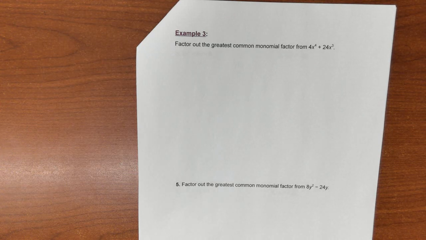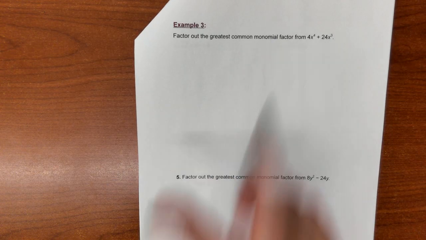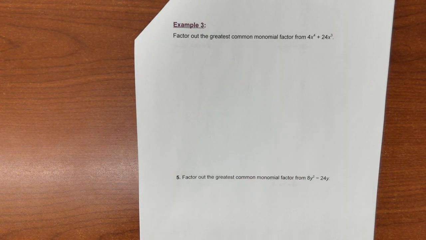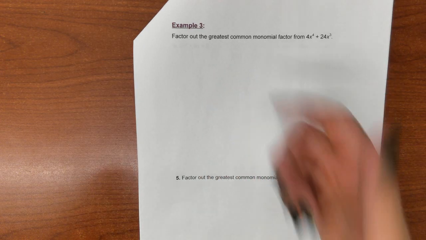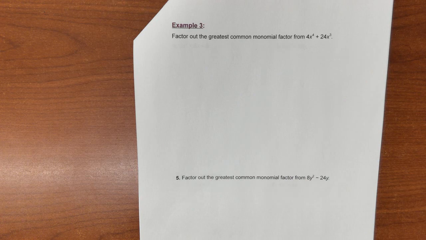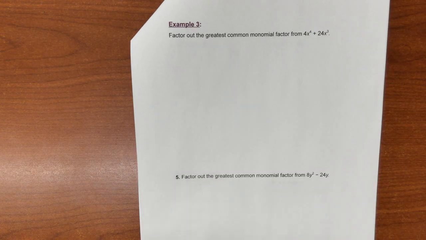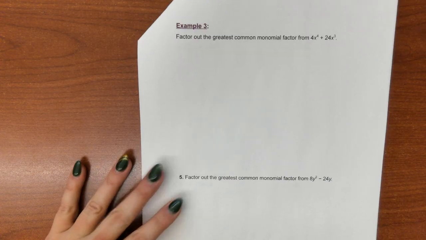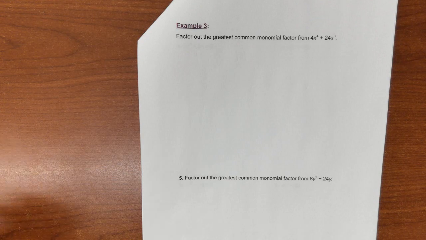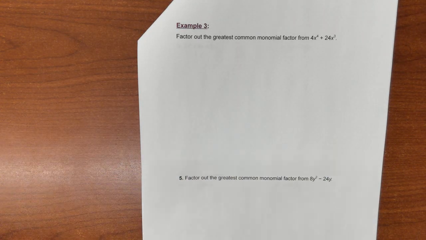Okay, now we are going to factor. We're going to factor out the greatest common monomial factor. Really, if you think about it as greatest common factor, you're good. It will end up being a monomial, but don't get so caught up with the wording that you get confused. We're just going to find the greatest common factor here. This is not as complicated or as difficult as the directions are implying.